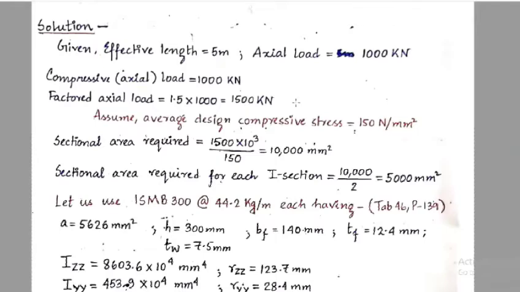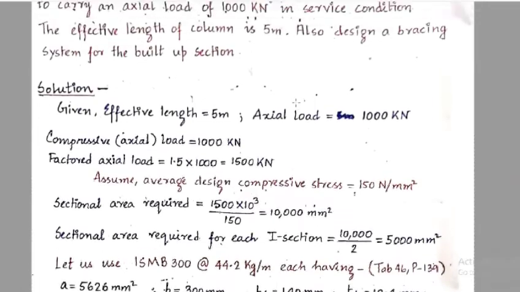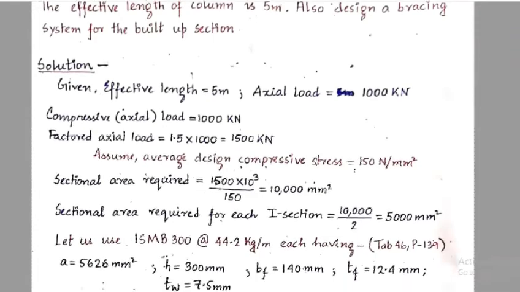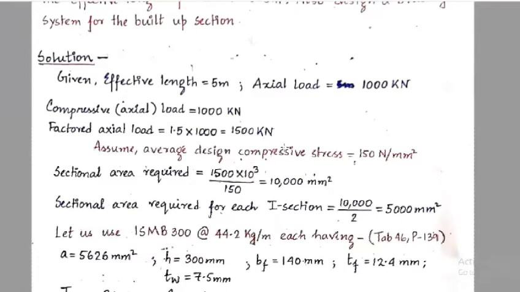Now, as you can see, there is no compressive stress mentioned in the problem. So here I am assuming an average compressive stress as 150 Newton per meter square. Why am I assuming this compressive stress? Because I have to design the components of the built up column. I have to calculate the area which is required to resist this 1000 kilonewton load. Hence, I need to know the compressive stress.